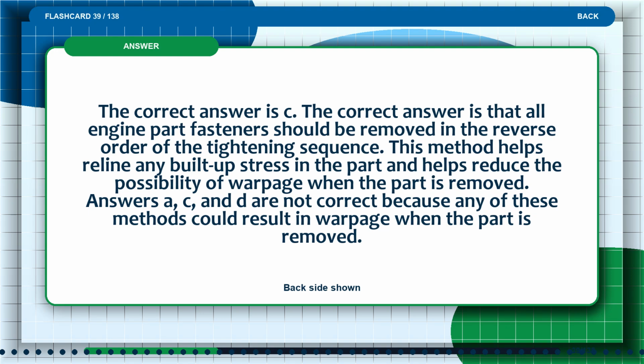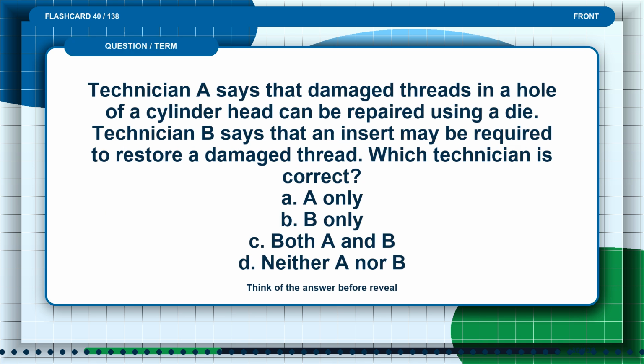The correct answer is C. The correct answer is that all engine part fasteners should be removed in the reverse order of the tightening sequence. This method helps relieve any built-up stress in the part and helps reduce the possibility of warpage when the part is removed. Answers A, B, and D are not correct because any of these methods could result in warpage when the part is removed.